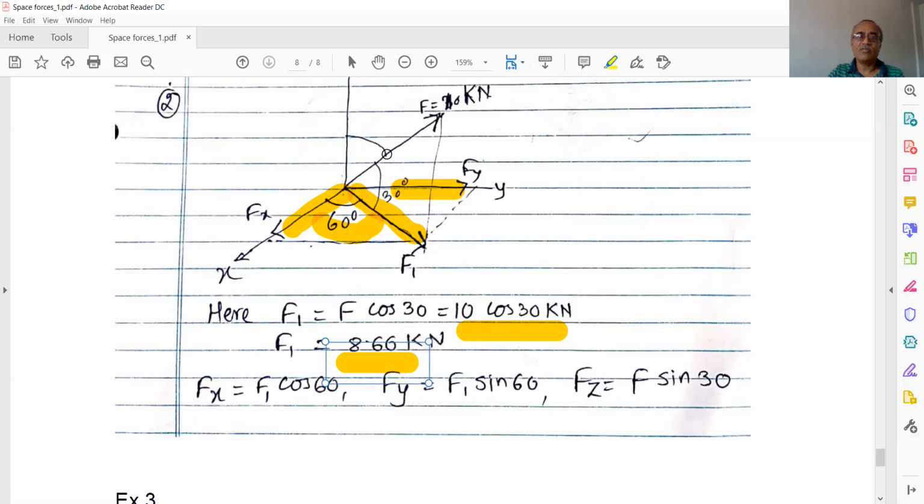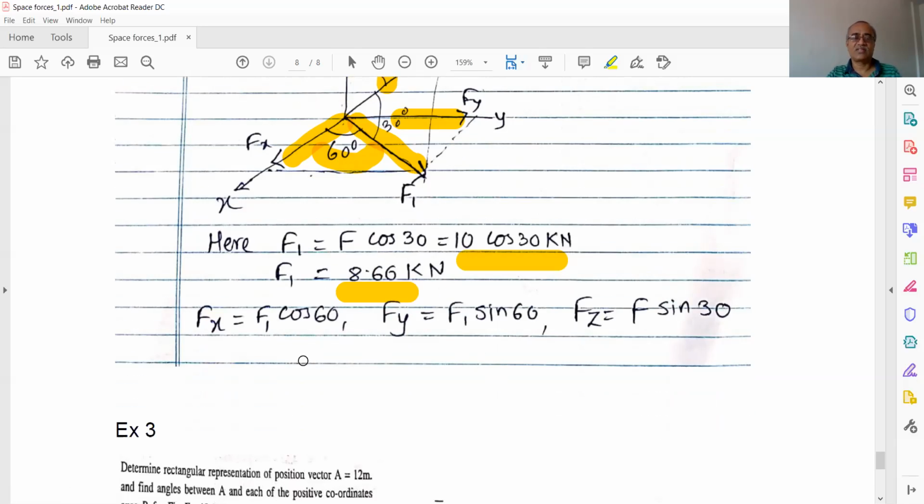And what we know is the angle between the force and the xy plane, so Fz is equal to F sin 30. Now look at this. Fx is F1 cos 60. Fy is equal to F1 sin 60. Whereas Fz is equal to F sin 30. That is the difference between these components. These two use F1, which we already found out with the use of this figure. Just try to understand the difference between these three.